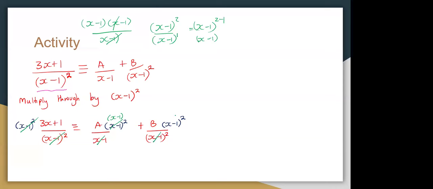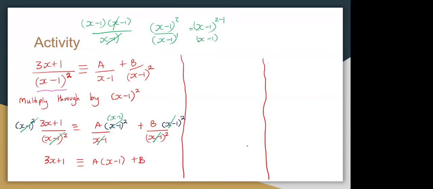Then here, this and this are going to reduce. So what am I going to remain with? It means that I remain this side with 3x plus 1 equivalent to a into x minus 1, then plus b. Now, the moment you reach here, there are two approaches you can use. The first approach is the approach of equating. The second approach is the substitution approach. But for this number, I will use both methods.